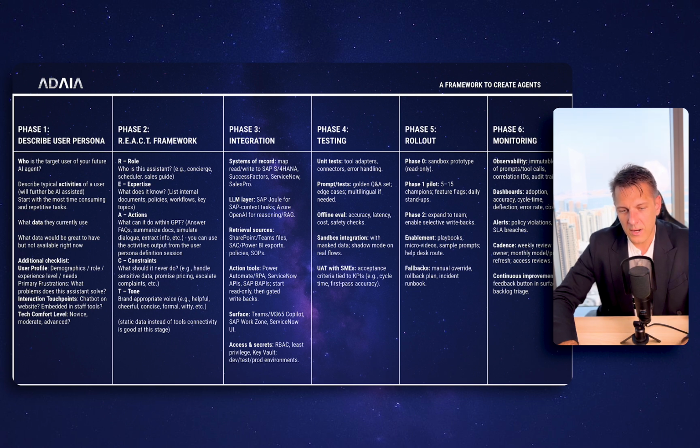Now, some practical tips are that you want to focus on phase 1 and phase 2 before you go to phase 3, because the integration and all the further processes are pretty time consuming. So you want to prove the ROI and the feasibility of the agent in the very first two phases.